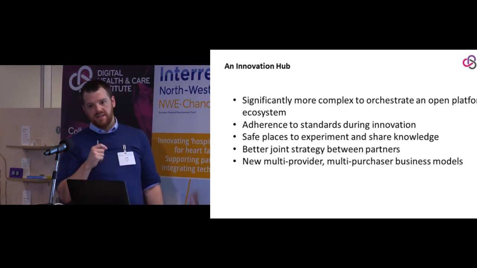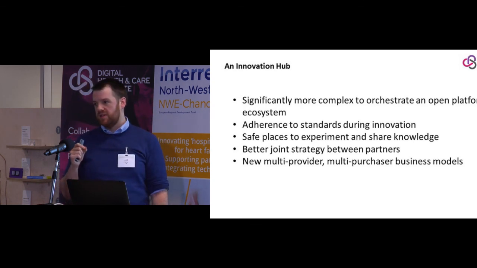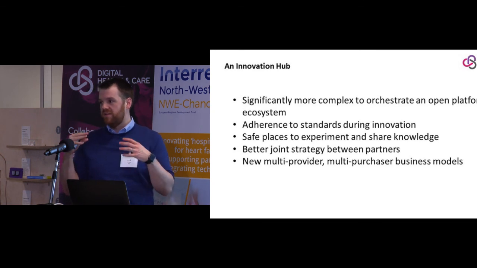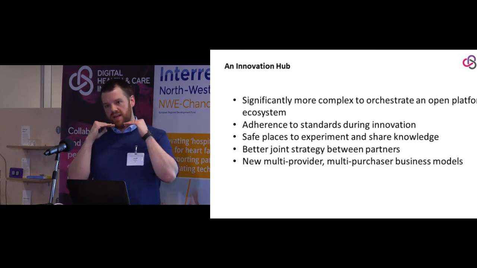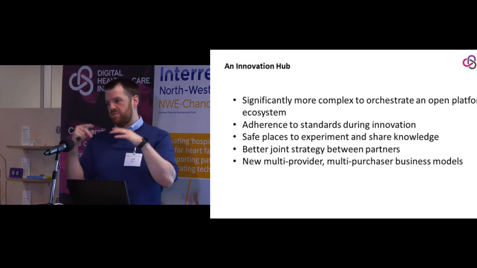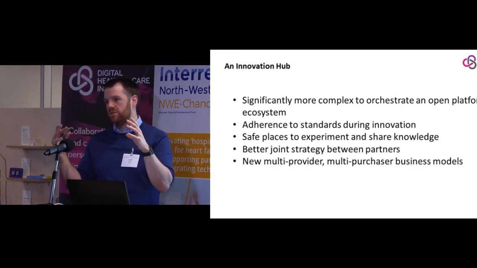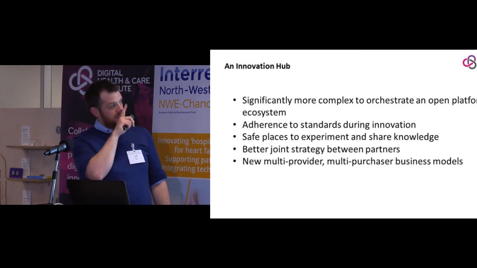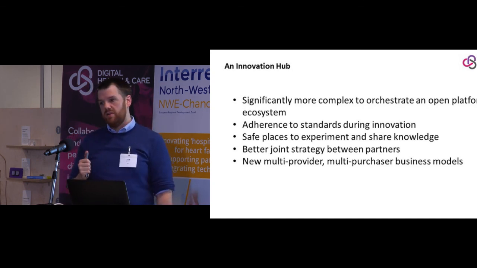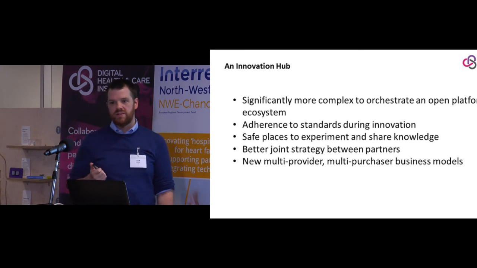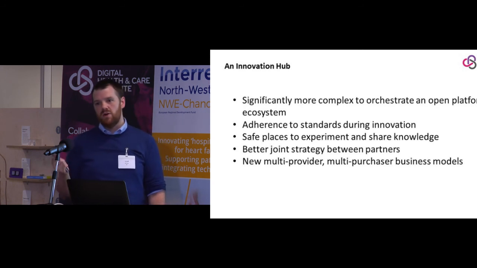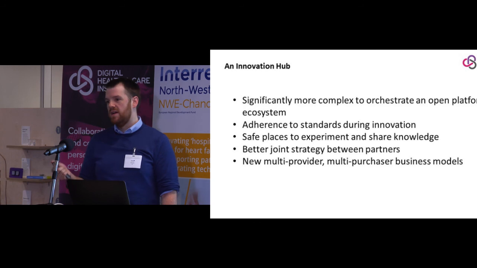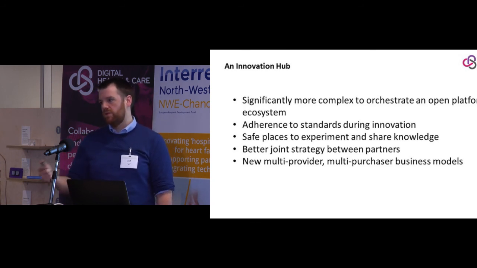We want people to adhere to standards, and again, these innovation hubs could allow us to start helping people at the point of innovation to start deploying it against the same standards. So I'm not trying to retrospectively enforce things in an operational model. We're getting the standards into people's thought processes early. We need safe places to experiment and share knowledge. Absolutely critical. We shouldn't be racing to pilot. Most of the time, the pilots I'm involved in are just trying to build confidence. We don't need to go live to build confidence.